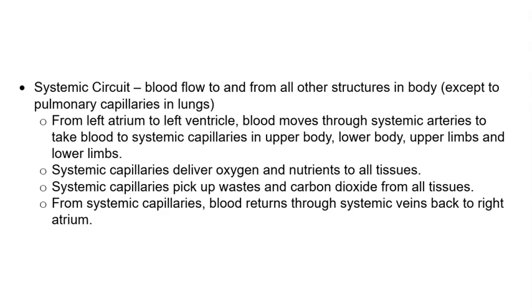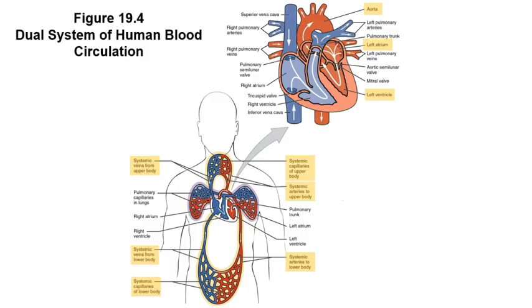The systemic capillaries will then deliver oxygen and nutrients to all of the tissues that those capillaries serve. At the same time, those systemic capillaries pick up waste and carbon dioxide from those tissues. Then from the systemic capillaries, blood will return through the systemic veins back to the right atrium of the heart. Returning to figure 19.4, beginning at the left atrium, blood is pumped to the left ventricle.